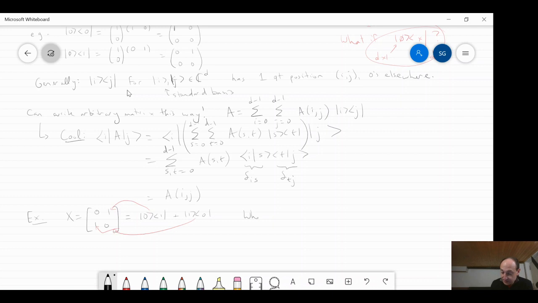Okay, so now we could ask, what is, say, bra 0 X ket 0? When we do things like measurements later, this kind of thing is going to show up all the time. And I don't want you to sit down and write out the matrix X and do this matrix-vector multiplication. It's just silly. It's much easier if you just work in the outer product form.